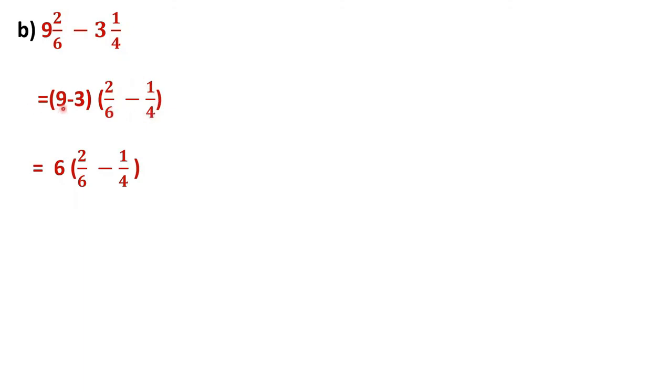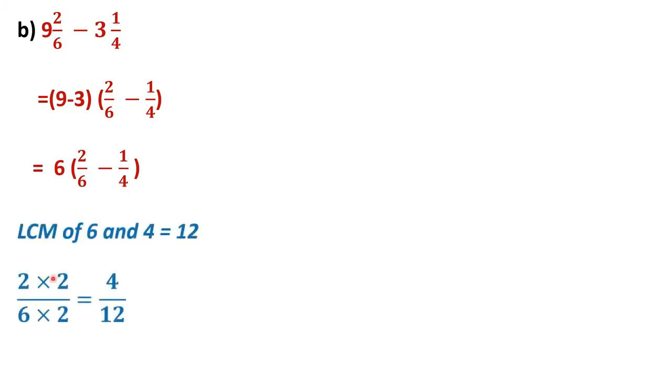So we see 9 minus 3 will give you 6 and 2 by 6 minus 1 by 4 we have written now as it is. Okay, but now we will be operating these two fractions as we have done in the previous questions. So we will be finding the LCM of the denominators, that is 6 and 4, because these are unlike fractions. Okay, so the LCM of 6 and 4 you will get 12.